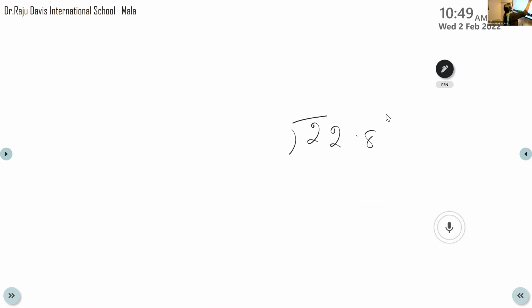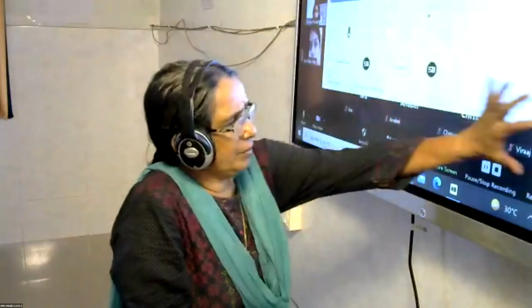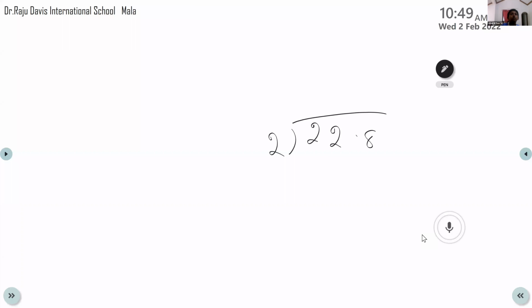22.8 divided by 2. How will you write, Abel? You can see the first digit. What is it? Please, others, please mute. Somebody is talking in between. What is the first digit here? Two. Can you divide it by 2? Yes. So, which table will you write? 2 into 1 is 2. 2 table. Write it at the top.